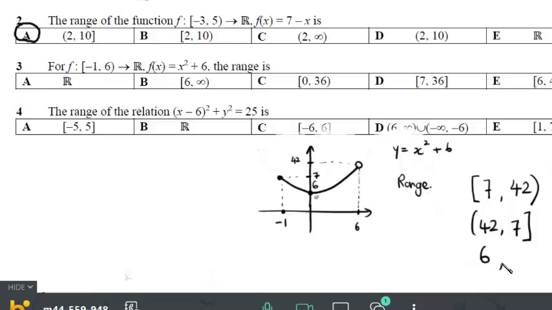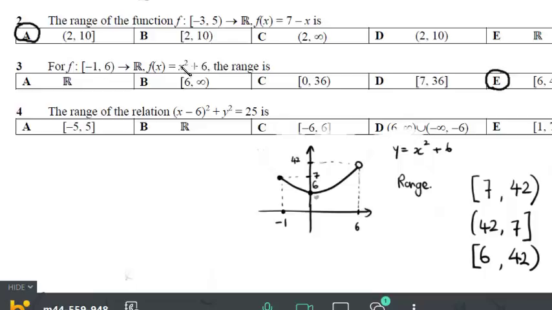So the range doesn't actually correspond to the smallest x value and the largest x value. You actually need to know the whole graph and see that it starts from 6 right there and ends in 42. It doesn't include 42, and it includes 6. So that's the answer for this one. You actually need to know how to graph this one.